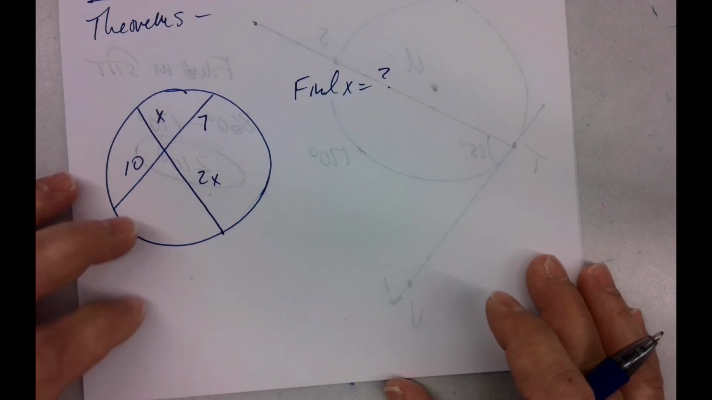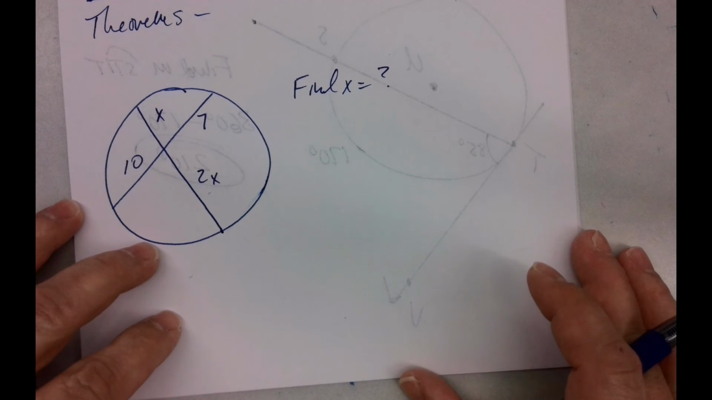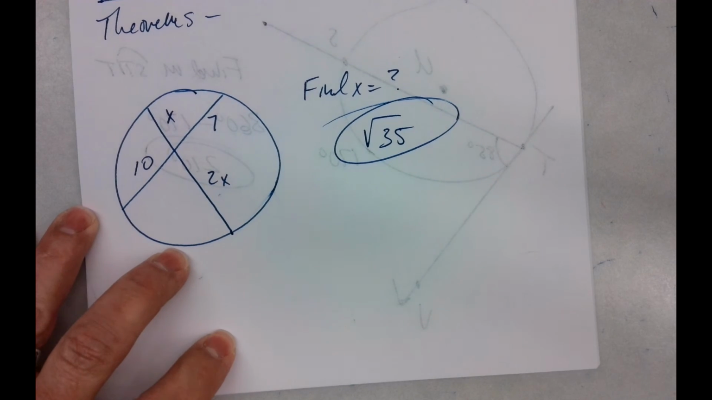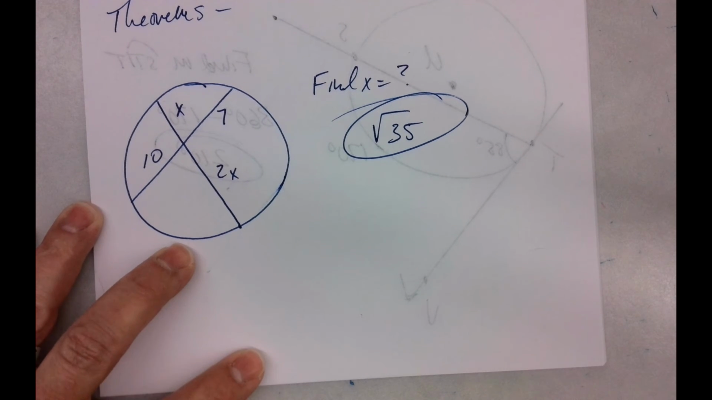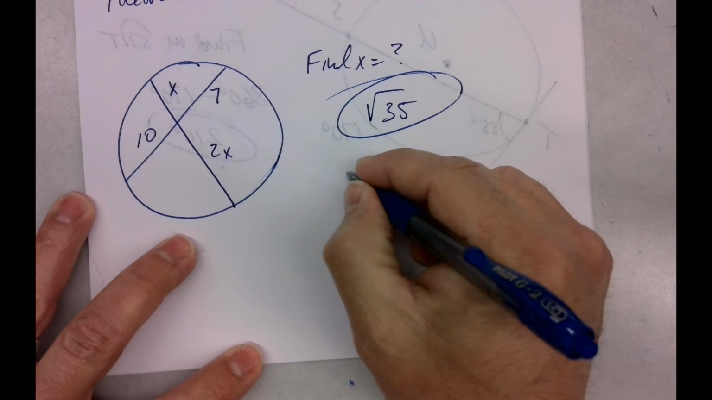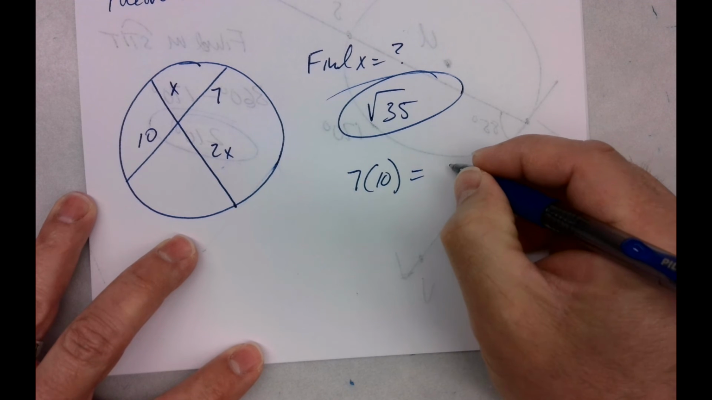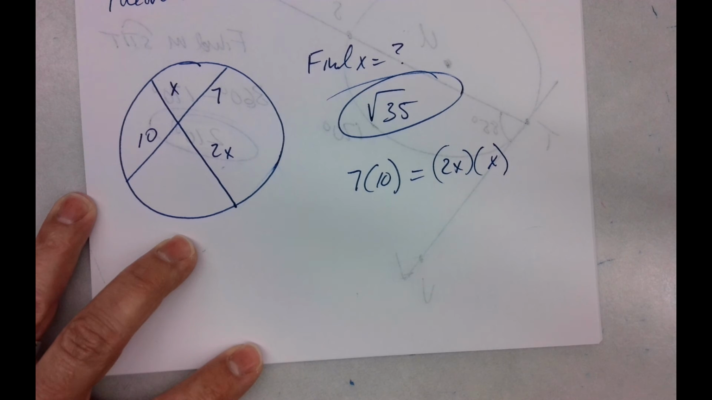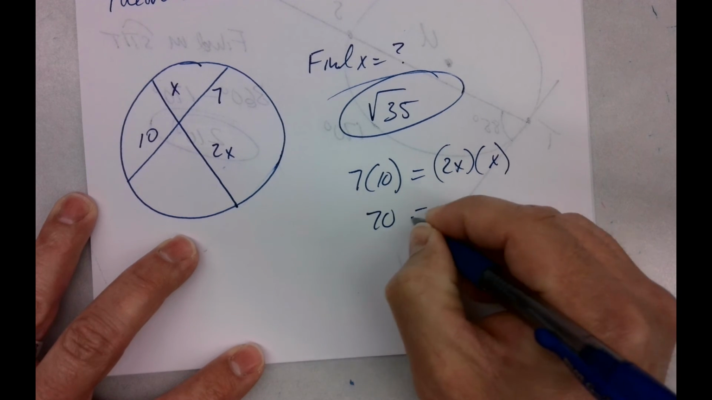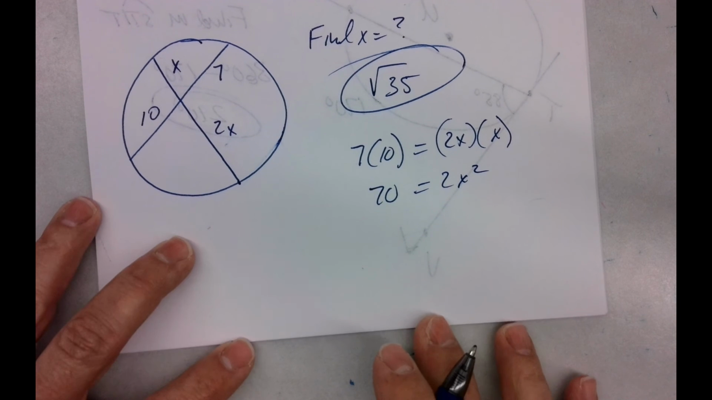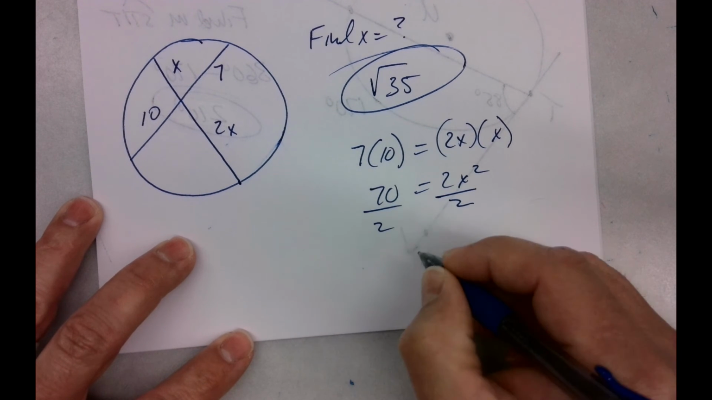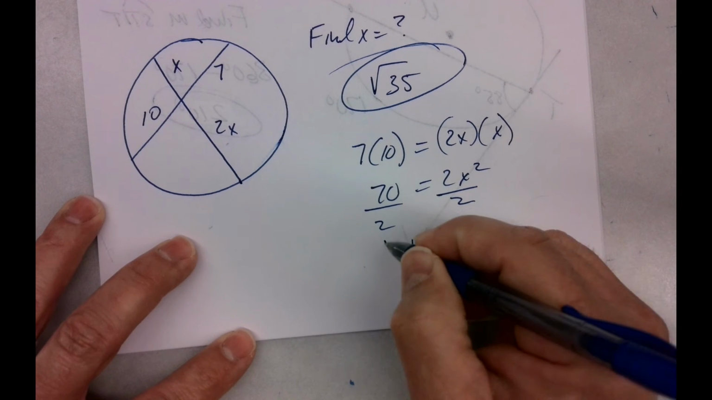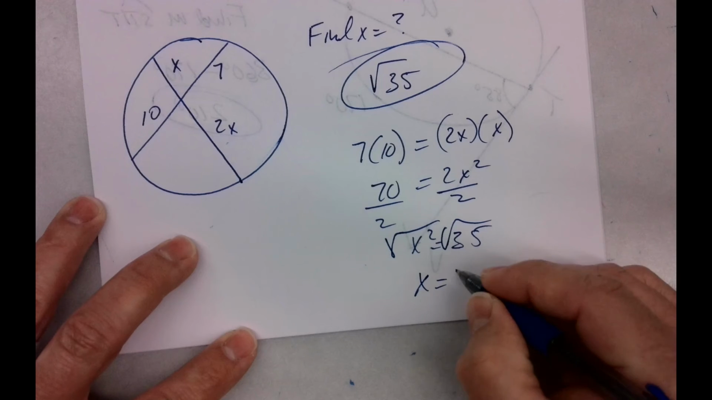Who was 5? What do you got, Ethan? I have the square root of 35. Square root of 35. Anybody else get the square root of 35? How'd you do it? I did 7 times 10 because they're on the same line. 7 times 10 equals 2x squared. Now, it would have been 2x times x, right? So 70 equals 2x squared. Then you're going to do what? Divide by 2, divide by 2, and you get x squared equals 35, right? Then I'm going to take the square root, and I got x equals the square root of 35.